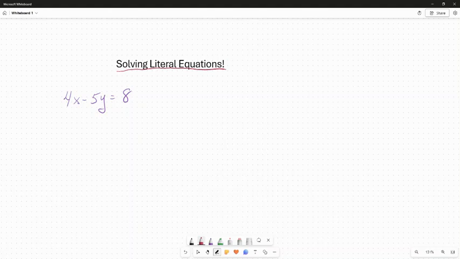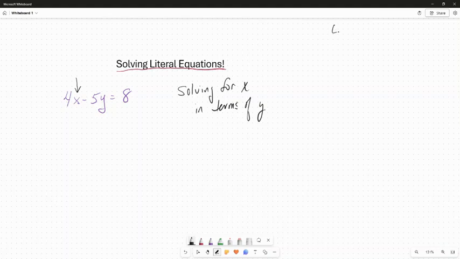Literal equations. To solve a literal equation, think about it this way: you are solving for a variable in terms of another variable. For instance, if I needed to solve for x in this problem, I would be solving for x in terms of y. So that's what I'm trying to do. In order to do that, I'm going to isolate the x.